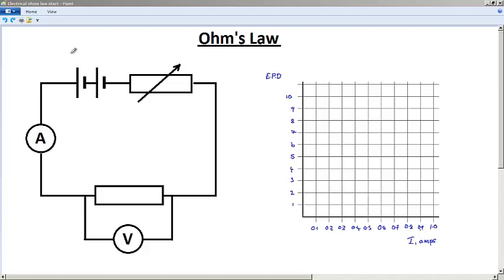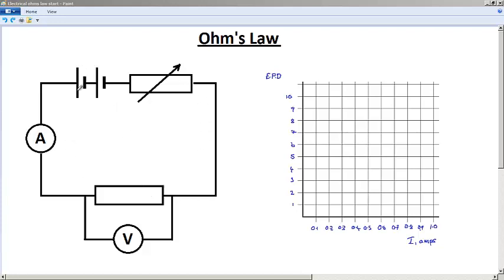In this lesson we're going to look at Ohm's law. Ohm's law describes the relationship between the electrical potential difference across a resistance and the current flowing through the resistance. Now, to do this we're going to use this circuit.